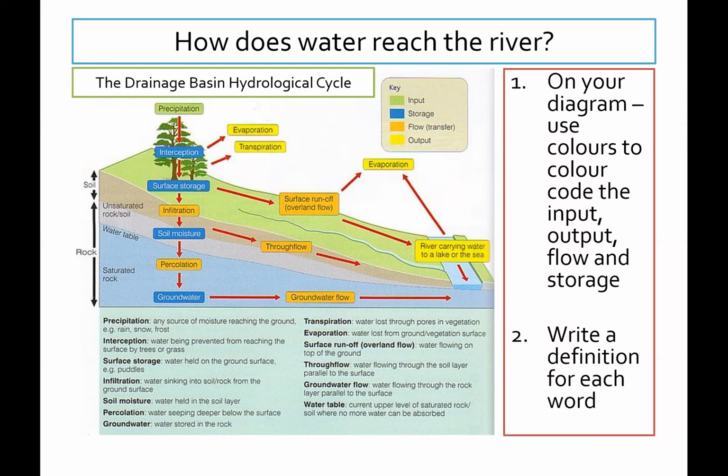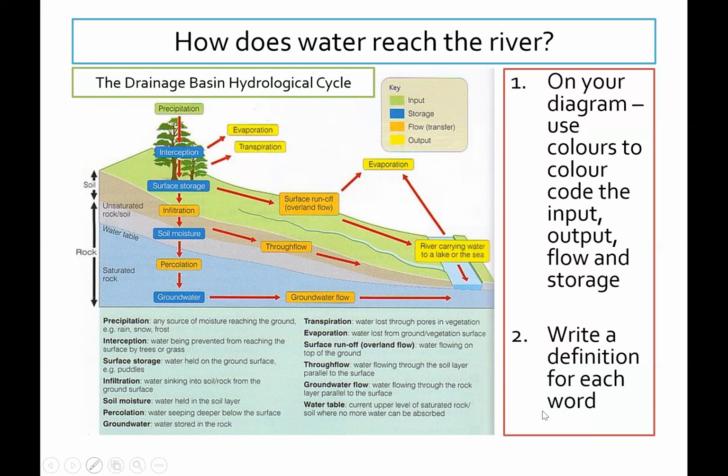So you need to make sure on there you've labelled what are the inputs, so what is coming into this drainage basin, what are the stores in that system, so where is water held, then where is the flow. So a flow is just a movement of water, where water moves from one place to another, and then you've got an output. The output is where water leaves that drainage basin. So make sure you've drawn your diagram. You've got those labels on there and you've colour coded them to show which ones are inputs, which ones are outputs, what's a flow and what's a store.